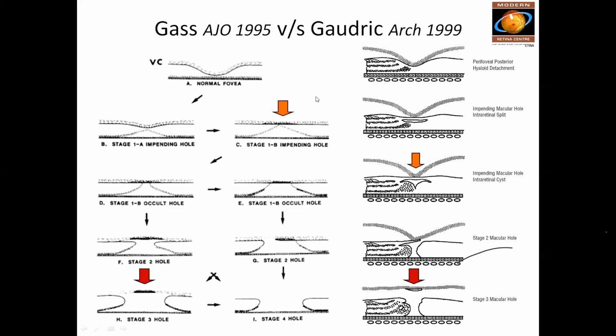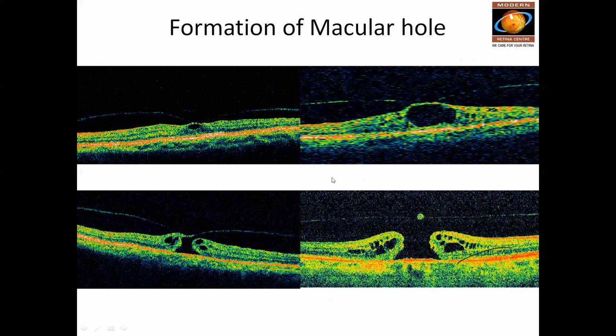So what is a macular hole? Even before the OCT was invented, it was Gass who first gave the classification of macular hole, the different stages of macular hole. This was his imagination, but later on, once the OCT was invented, all the stages of macular hole have been seen on the OCT. These are actually different patients in different stages from our patient pool, which clearly shows the different stages of macular hole, how it develops.